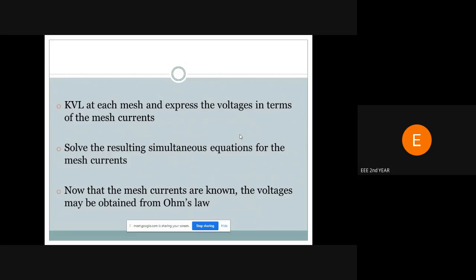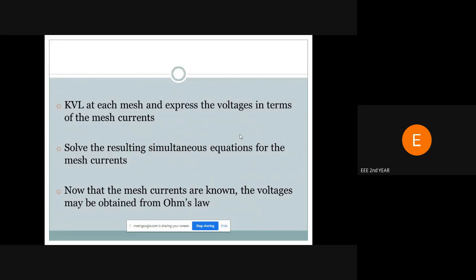In this circuit we have three meshes: mesh 1, mesh 2, mesh 3. So three meshes are present. In that case, you have to apply the KVL law in each mesh. First at the first mesh, then at the second mesh, and then in the third mesh. By applying that law, we have to express the equation in terms of voltage.